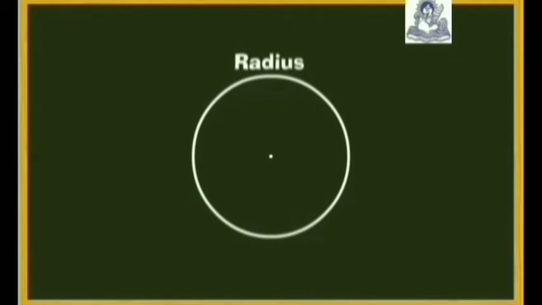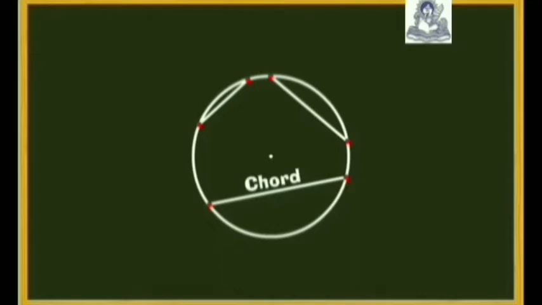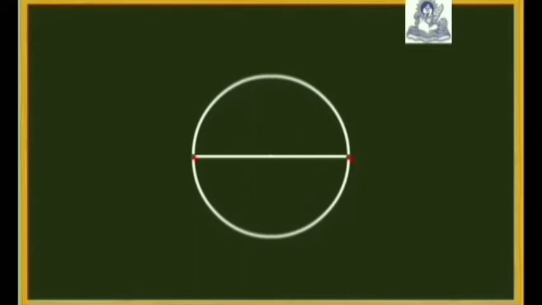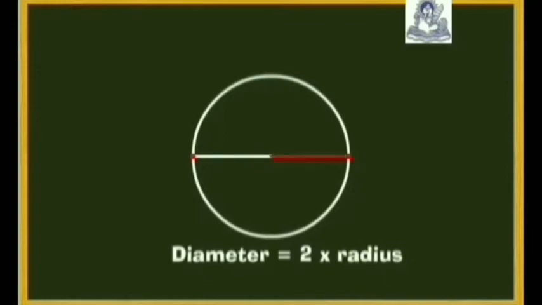Radius: the distance between the center of a circle and any point on it is called its radius. A line segment that joins two points on a circle is called a chord. As you can see, a chord can have many different lengths. Can you guess which is the longest chord? It is the one which passes through the center. A chord which passes through the center of the circle is called the diameter. We can say that the diameter is two radii put together.